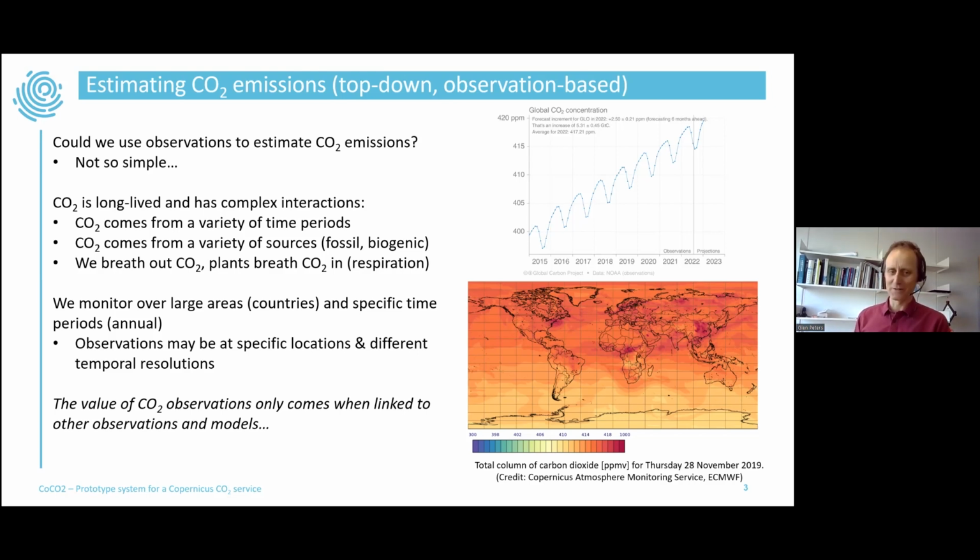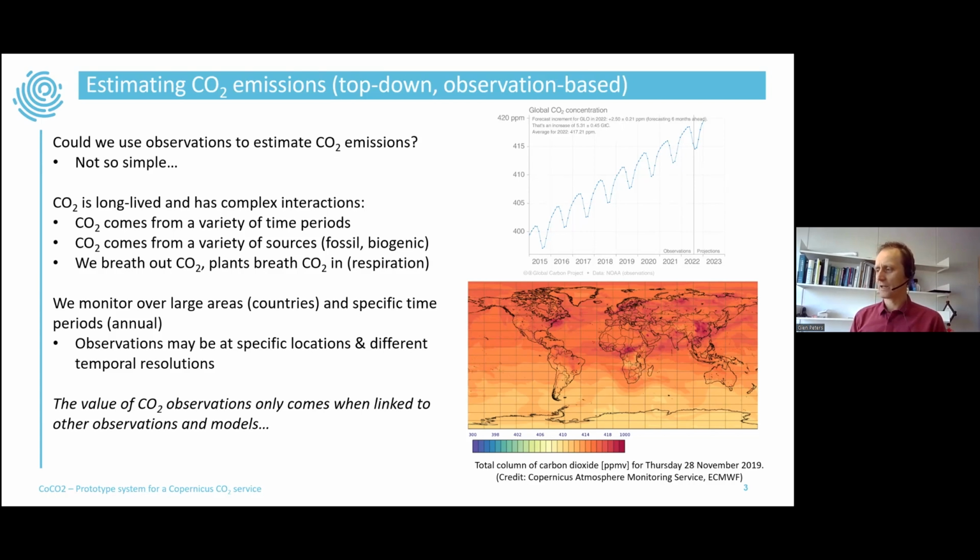However, that does not necessarily mean that we can therefore estimate the CO2 emissions that lead to that concentration in an inverse sense. And the bottom right there, we have some estimates of the averaged column concentration of carbon dioxide as seen from space, if you like.